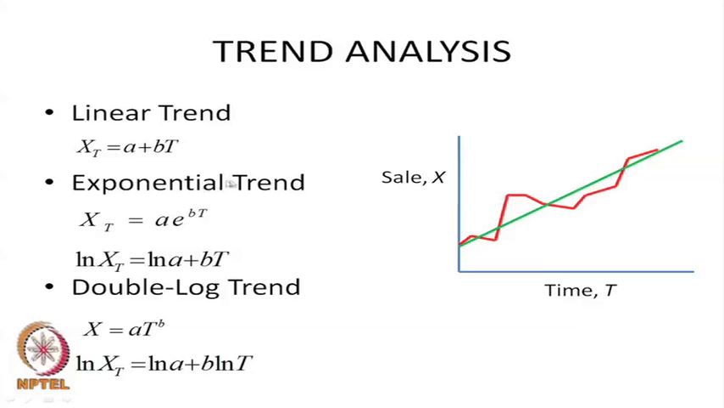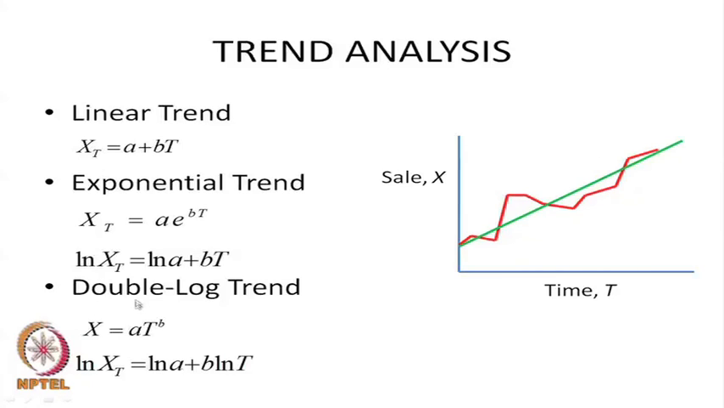Now, there can be different types of trend analysis. Suppose we assume an exponential trend, that means we take x_t equal to a multiplied by e to the power b t. We can make a log transformation. We can say ln x_t equals ln a plus b t. Now, this becomes linear in the parameters, just as it is in the case of linear trend.